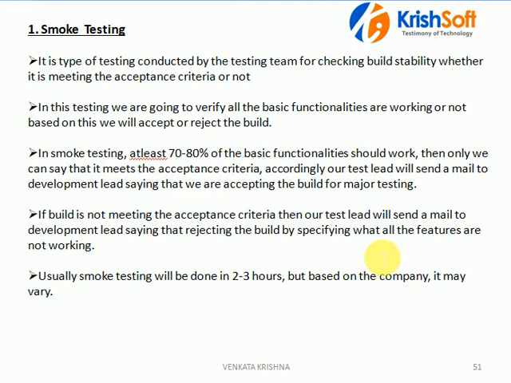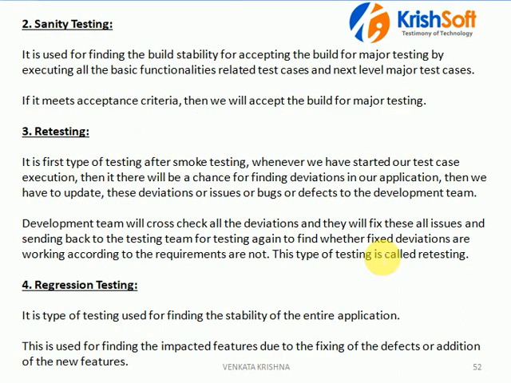Similarly, here we are checking the basic functionalities. The next level of testing is sanity testing. This is also for checking the build stability only. But whereas in smoke testing you are checking only the basic or major functionalities, here we are going to check the next level of functionalities also. For example, top level 10 functionalities are there, and next level 10 minor functionalities are there.